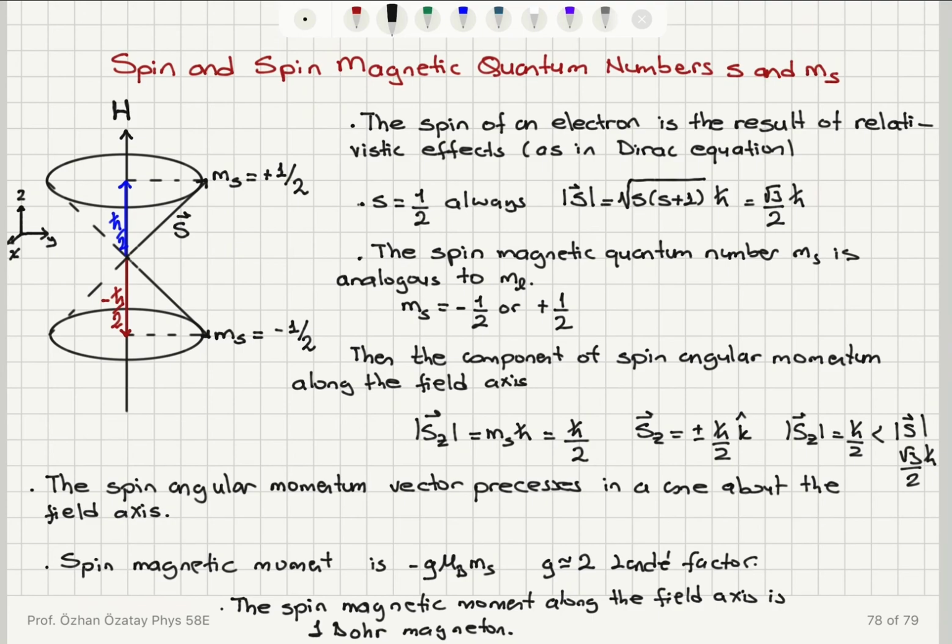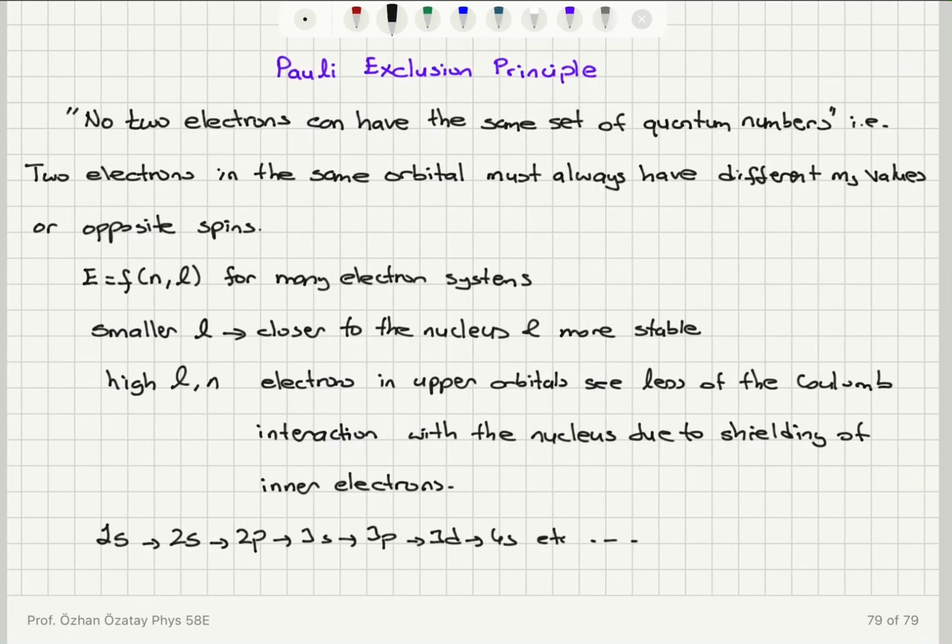The spin angular momentum also precesses around the field axis in a cone, and the spin magnetic moment is minus g factor times Bohr magneton times m sub s, so it's always equal to 1 Bohr magneton. And we talked about the Pauli exclusion principle. For two electrons, it's not possible to have exactly the same set of quantum numbers. If the two electrons are in the same orbital, they must have opposite spins.